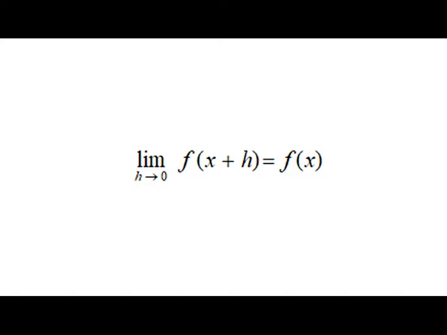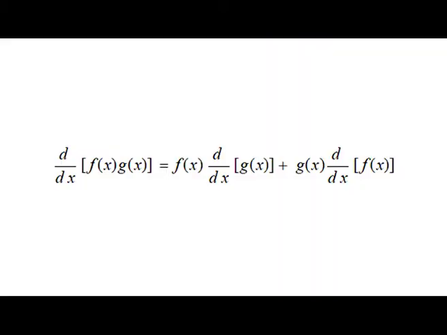Now, limit of f(x+h) as h approaches 0 is f(x), because f, being differentiable at x, is continuous at x. The two fractions approach the values of dg/dx at x and df/dx at x. In short, d/dx of f(x) times g(x) equals f(x) times d/dx of g(x) plus g(x) times d/dx of f(x).